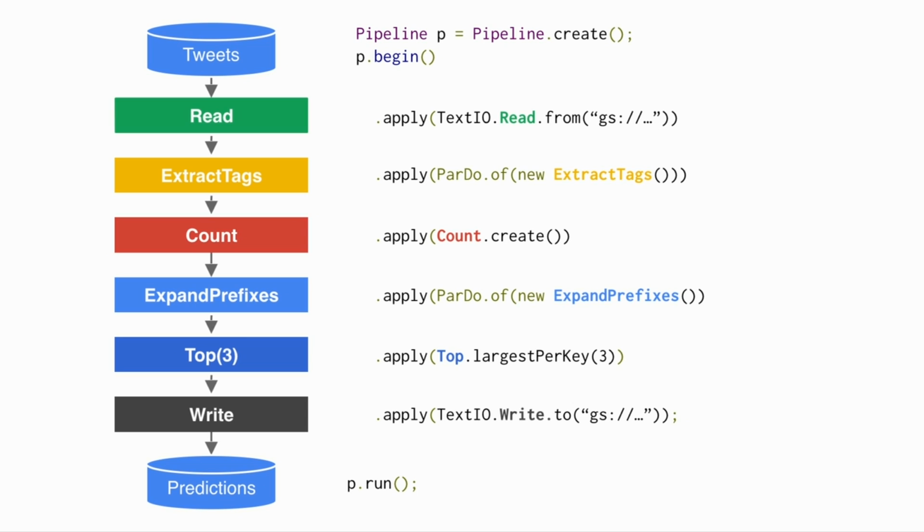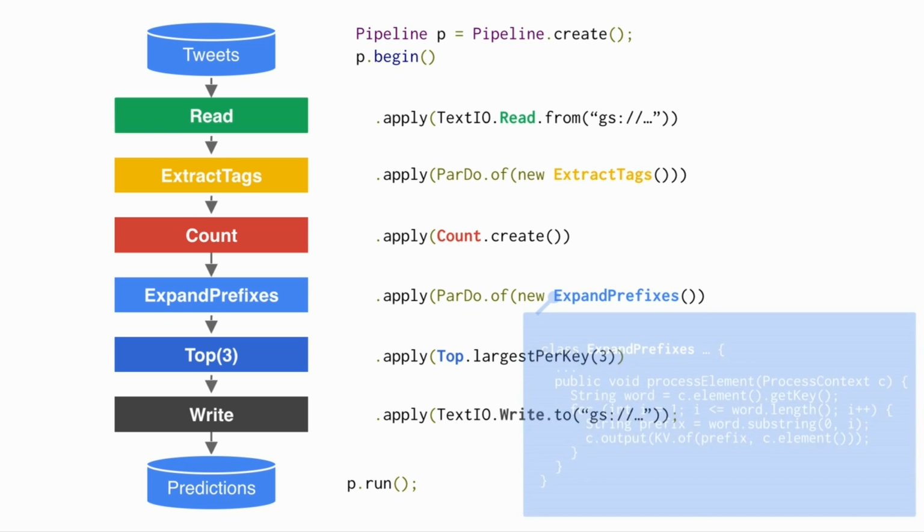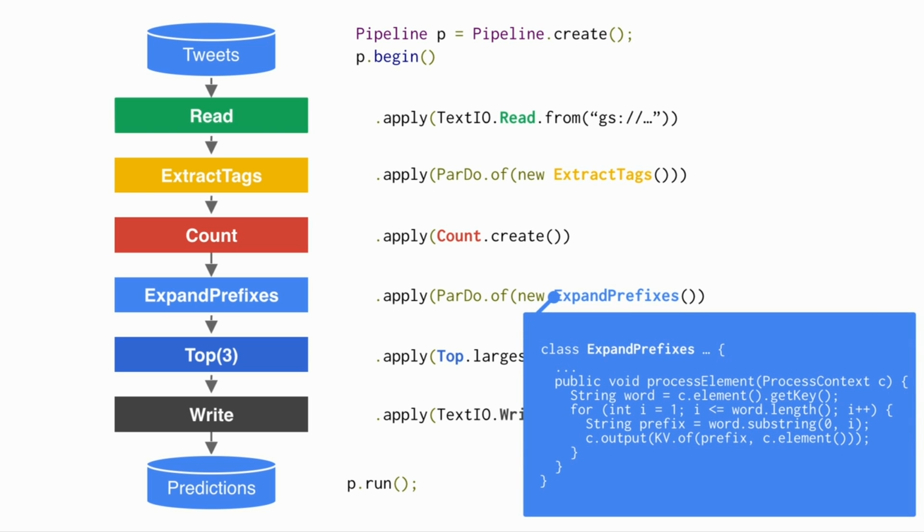Those of you who have used MapReduce before, which is something that we invented at Google a little over 10 years ago, I believe, might recognize this as very similar to a mapper function, although Dataflow is far more general than just MapReduce. These ParDo functions you write are usually very short, though. So this is the ParDo for expand prefixes. It's a short snippet of code that takes in a word and just iterates over the word and outputs every prefix of the word.